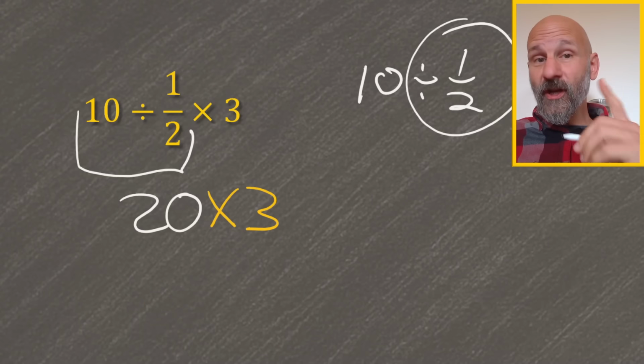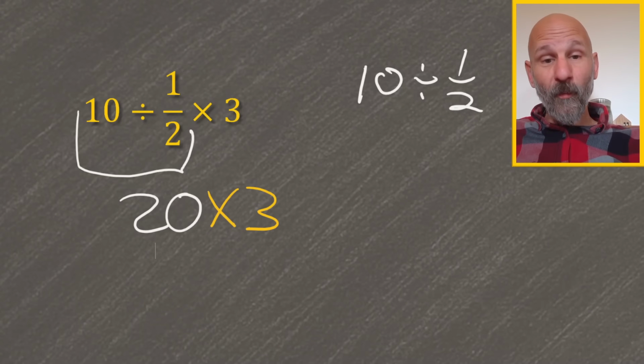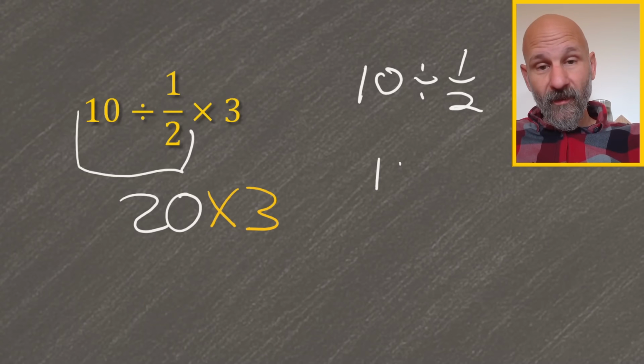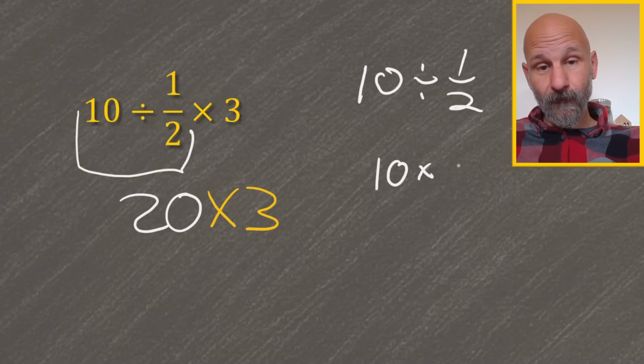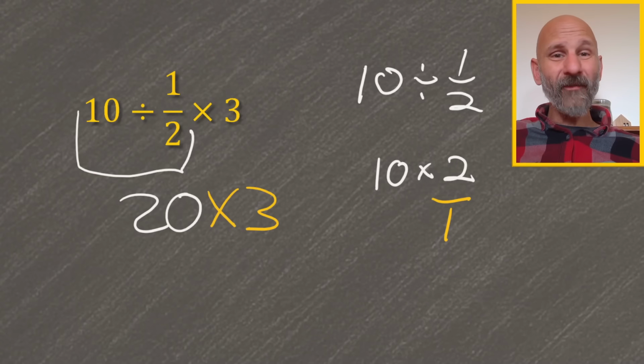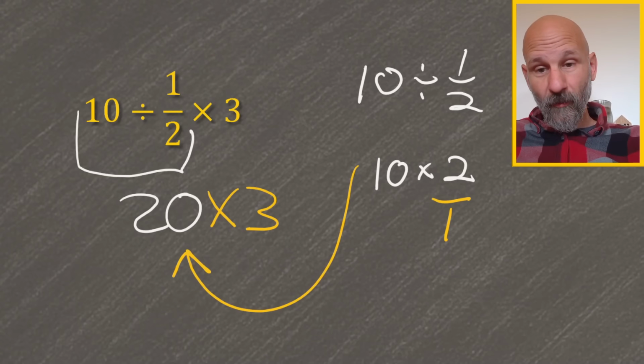Okay, now if you're going to use the keep, change, flip, multiply by reciprocal, then you would keep the 10, change to multiply, and then flip. 1/2 becomes 2/1. This over 1, we don't really even need. It's just 10 times 2. And that's still going to make the 20 right there.